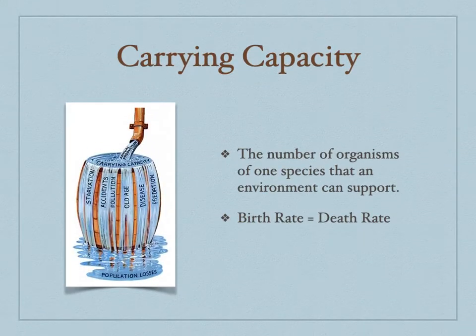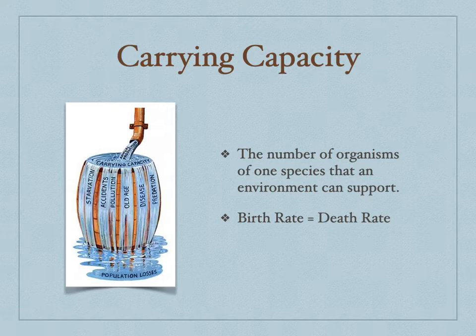But let's talk carrying capacity. So you could think of carrying capacity, which we talked about in the Kaibab, a little bit like a big barrel. And there's constantly new babies being born into this barrel. But the barrel can only hold so much. That's the carrying capacity, like the top level of this barrel. And so organisms are spilling out and dying because of starvation, accidents, pollution, old age, disease, predation, right? All of those limiting factors we talked about keep that barrel topped up right at the carrying capacity.